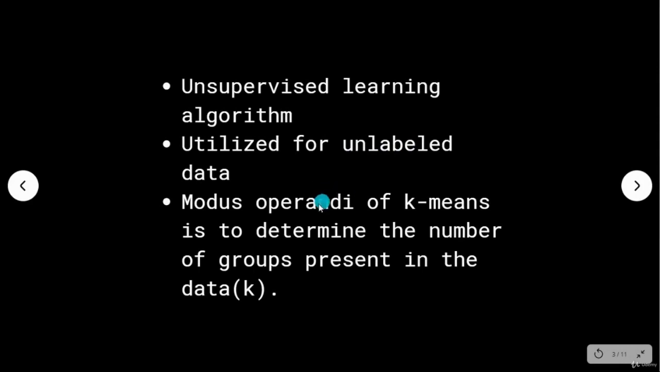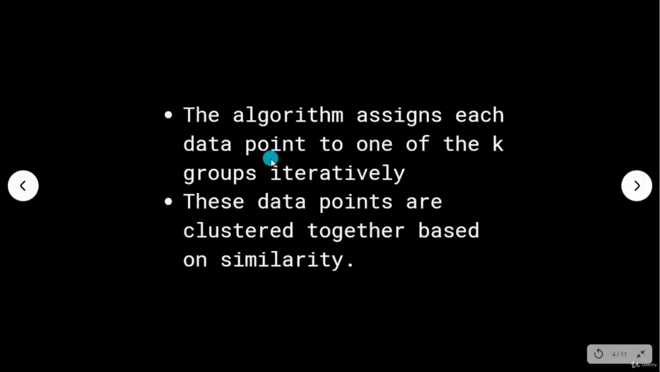It is utilized for unlabeled data. That is, the data points do not belong to any group or category. The modus operandi of k-means is to determine the number of groups present in the data, and these groups are represented by k. This algorithm works in a way which assigns each data point to one of the k groups iteratively based on the features that are already present in the dataset. These data points are clustered together based on similarity.